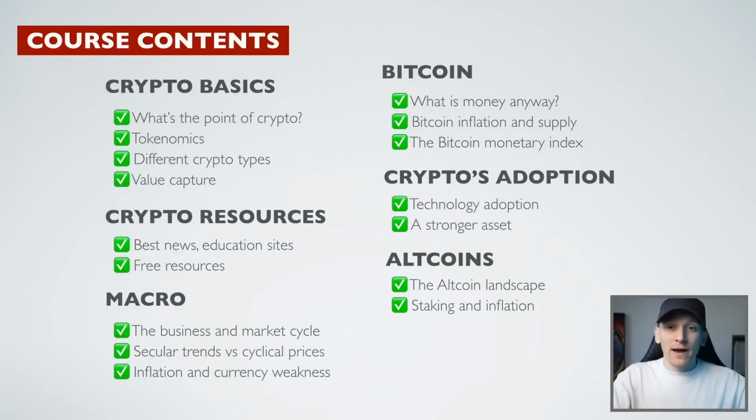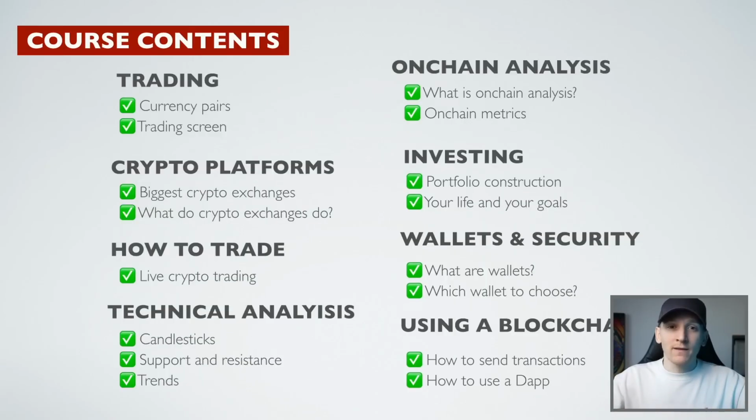We're going to be looking at how macroeconomics affects crypto, why Bitcoin exists and how it spawned this entire industry, how altcoins play into this, then going ahead and analyzing crypto both from on-chain and technical standpoints, then how to actually trade. At the end of this video, we're looking at how to use a blockchain as well.